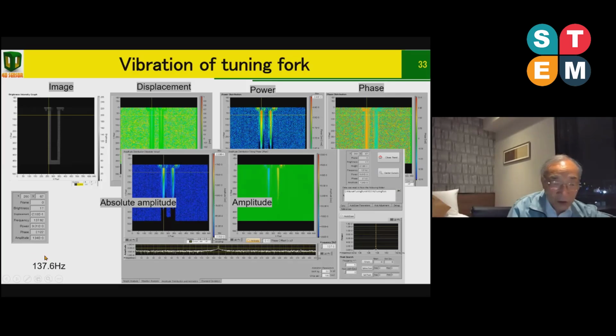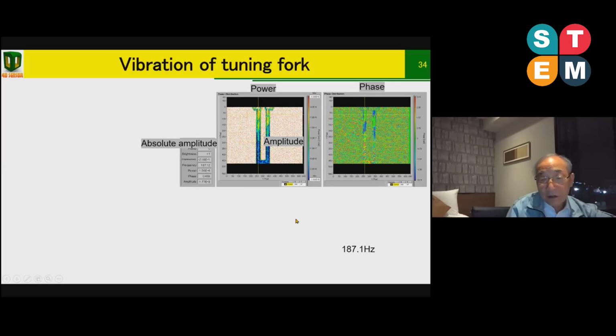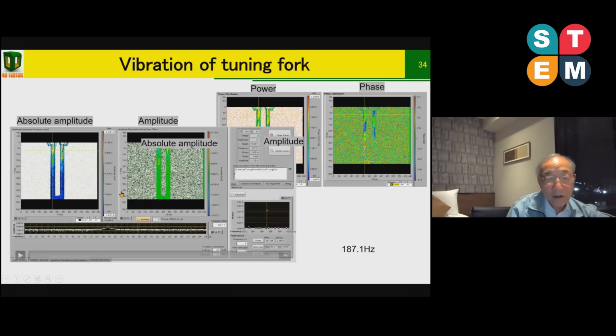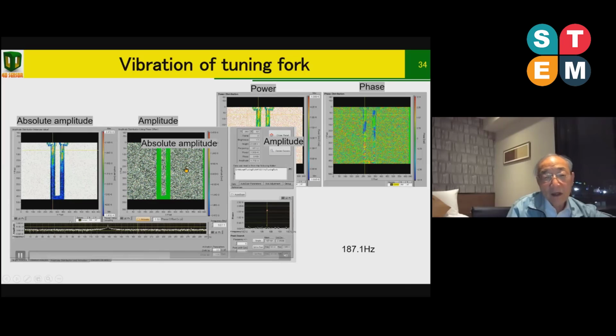This is the first mode at 137 Hz. This one is the second mode image, power image, and this is the movement of the phase by moving this one. So here is a node.